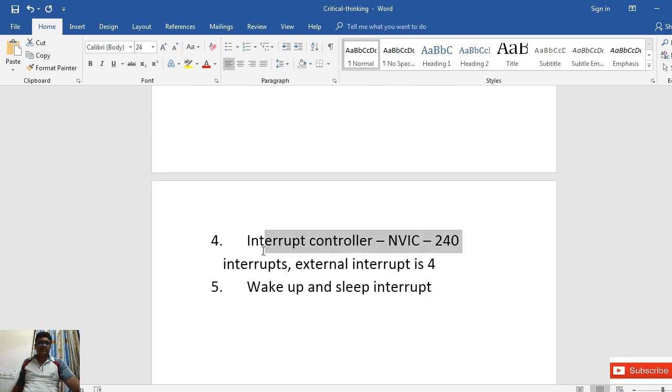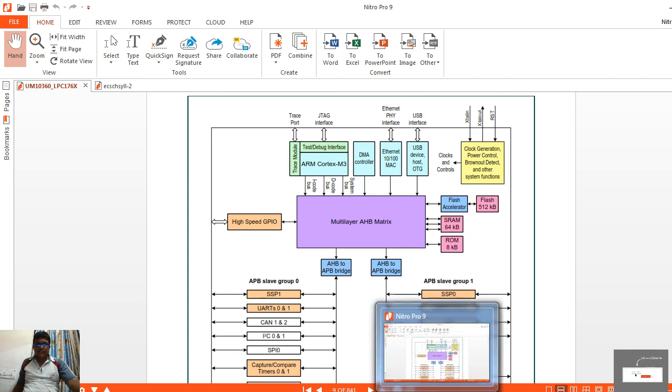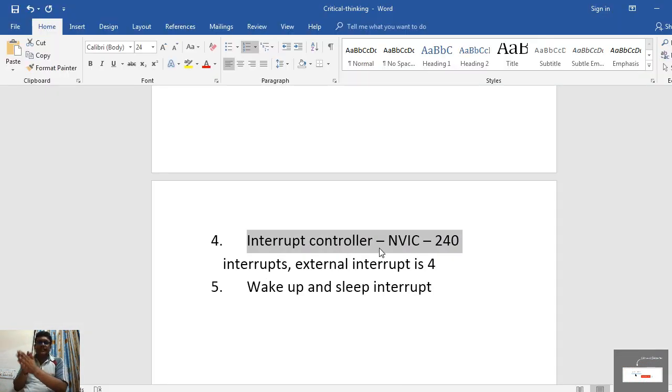So next one is the interrupt controller. ARM is going to have an NVIC. It stands for nested vector interrupt controller. N stands for nested, V stands for vector, I stands for interrupt, and C stands for controller. Nested you can just assume is the same as your nested if-else. So one interrupt is going to be serviced, and whenever another interrupt occurs while serving the first interrupt, the first is going to be preempted if the second interrupt has a higher priority.